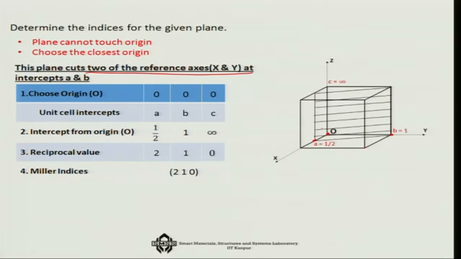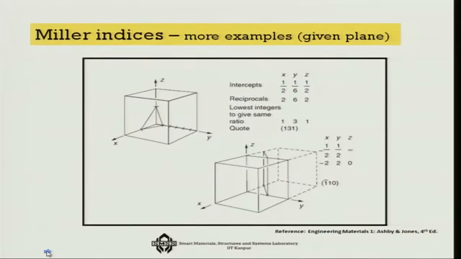Okay. Now, what are the intercepts in this case? Half in the x direction, 1 in the y direction, and in the z direction, this whole thing is actually not cutting the z axis, so the intercept is infinity. So, what is the reciprocal? 2, 1 and 0. So, the Miller index of this particular plane is (2 1 0). Okay. So, this is again another case that we have solved.